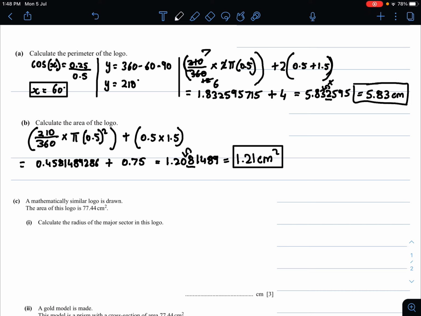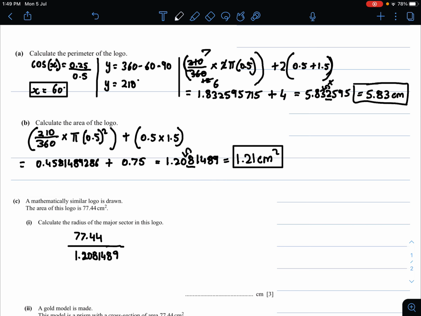So in this case, the area would be 77.44. You divide it by the original area, or the reciprocal, vice versa. You can have the original logo's area on top or at the bottom, it doesn't make a difference, but it should match with the radius that is on the other side of the equation that I'll show you.